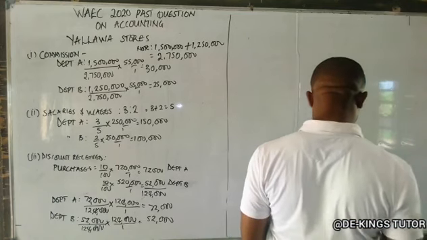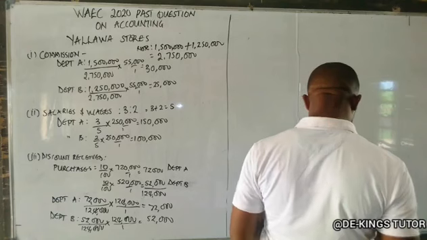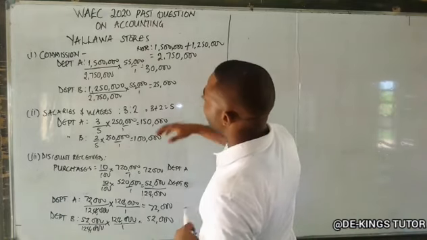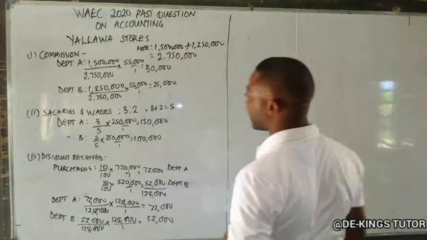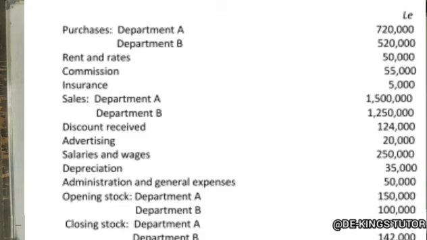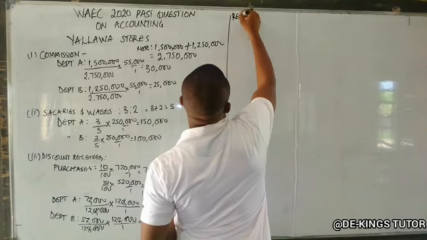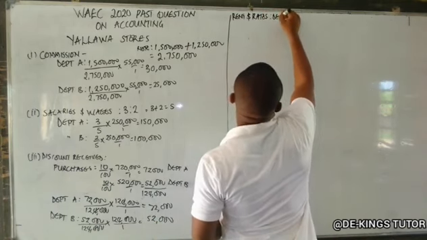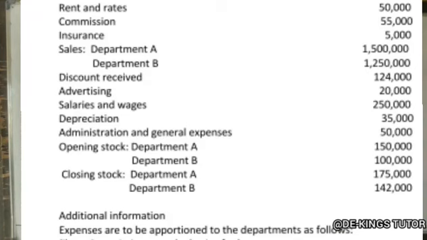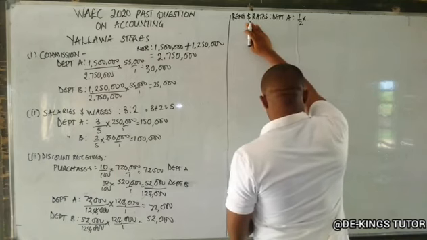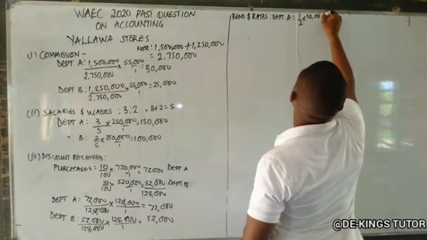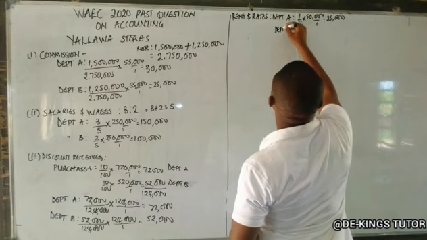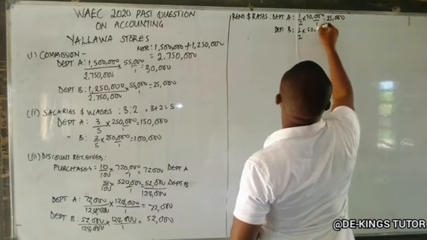So start from the question there. What are the other expenses apart from the ones that have special apportionment that was given, like commission, salaries and wages? So from the question there, the first expense is rent and rates. They said it should be apportioned equally. So it means half. For Department A, it is 1/2 times the amount of rent and rates paid, which is 50,000. So half of 50,000 is 25,000. For Department B, the same way, half of 50,000 is still 25,000.